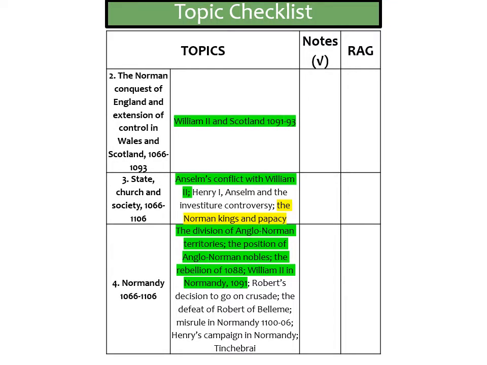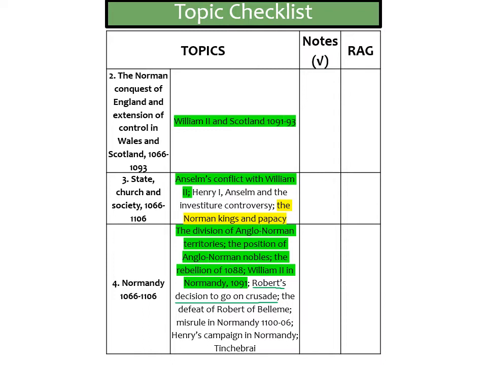Now, we've been returning to this particular checklist as we've been going alongside, just to show where we're at with this particular course. So we've done a lot of the Normandy component. We've gone back and completed William II's relationship with Scotland. We've looked at Anselm's conflict with William II. We've looked partially at the Norman kings and the papacy. We'll have to continue that with Henry I. And really, once we do this particular activity today, which is about Robert's decision to go on Crusade, then we have finished William II as an overall topic.